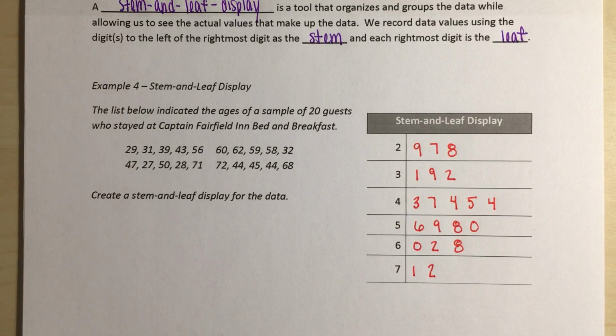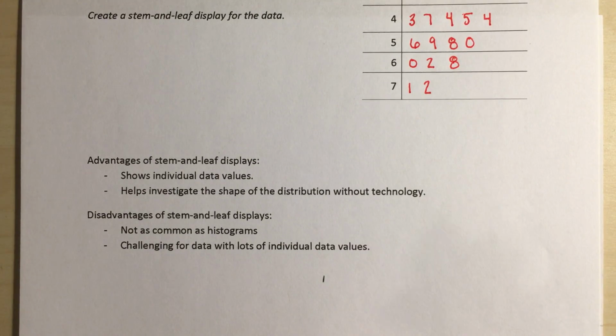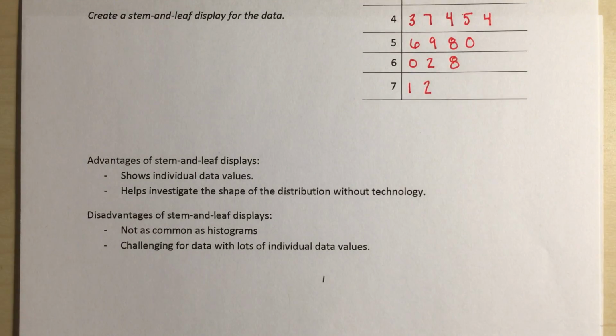Right, so we put a leaf in there for each of our different ages that we had in our data set. The advantages of stem and leaf displays: it shows individual data values. Right, looking at that, we can see our individual data values. It helps investigate the shape of the distribution without technology, so we can kind of get a general idea of the shape of our distribution based on how many things we have in each row.